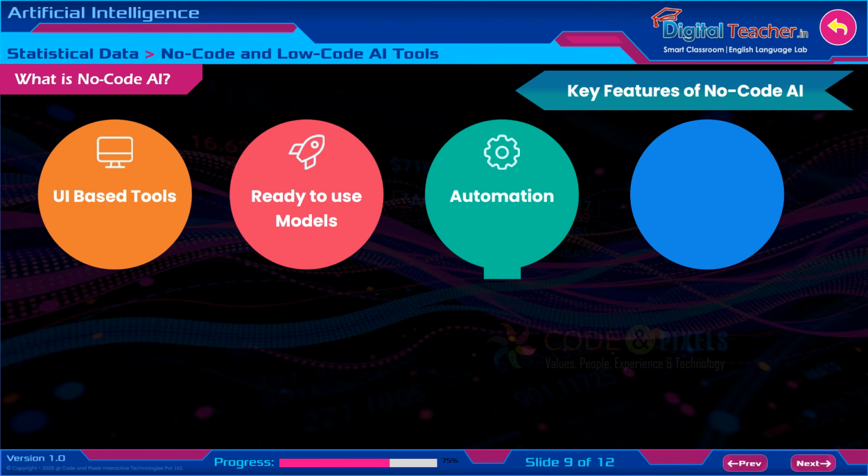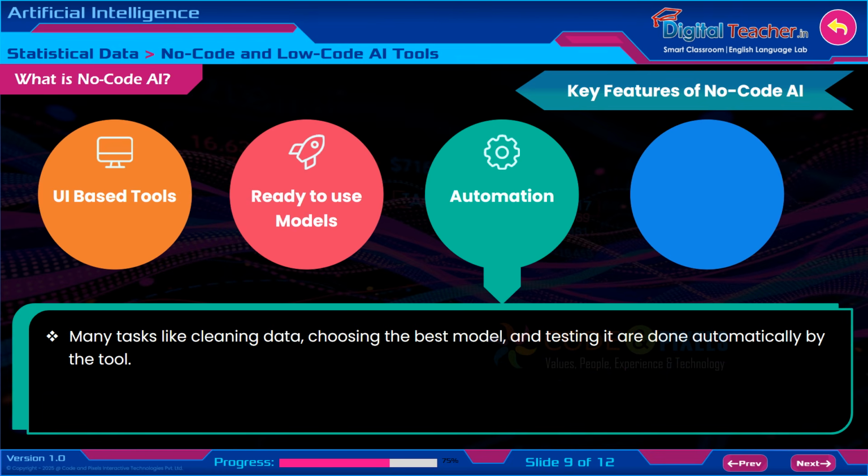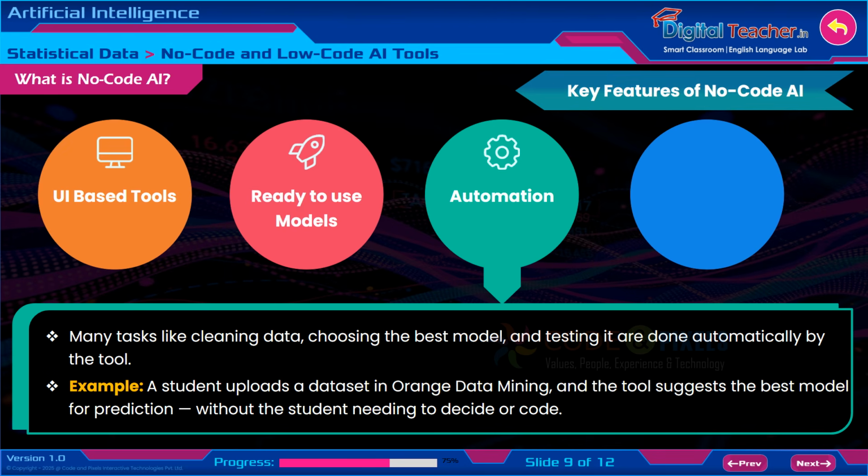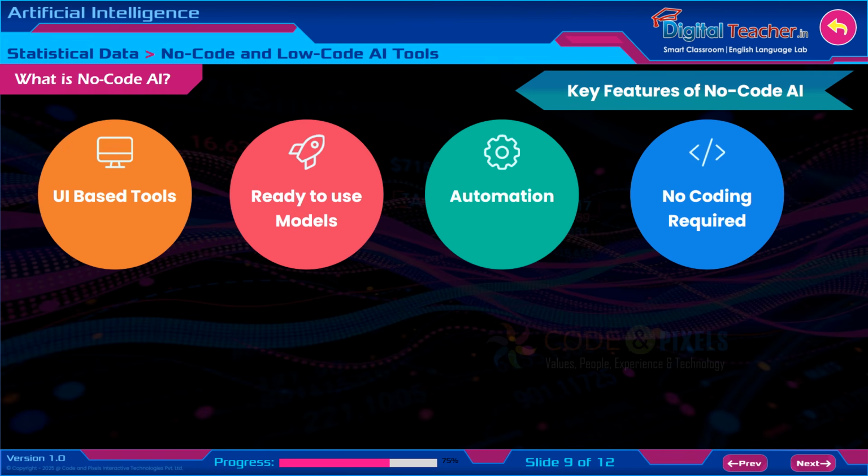Automation. Many tasks like cleaning data, choosing the best model, and testing it are done automatically by the tool. Example: a student uploads a dataset in Orange Data Mining, and the tool suggests the best model for prediction without the student needing to decide or code. No coding required.